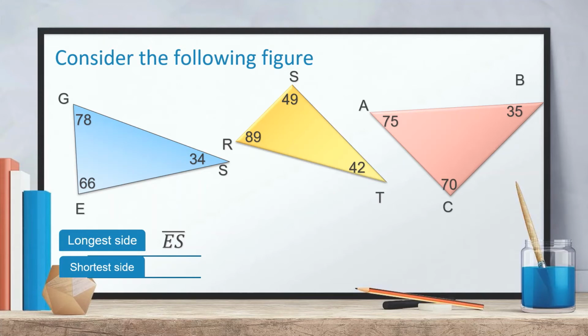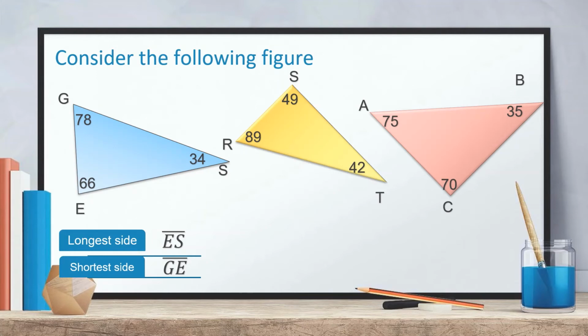What do you think is the smallest angle? Correct. It is angle S. And opposite the smallest angle is the shortest side. So what is the opposite side of angle S? Correct. It is GE. So therefore, the shortest side is GE. Okay, so let's proceed to the next figure.